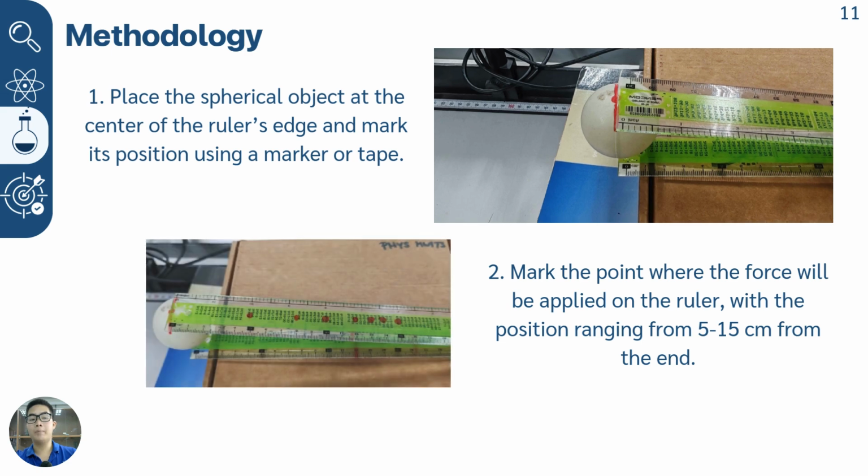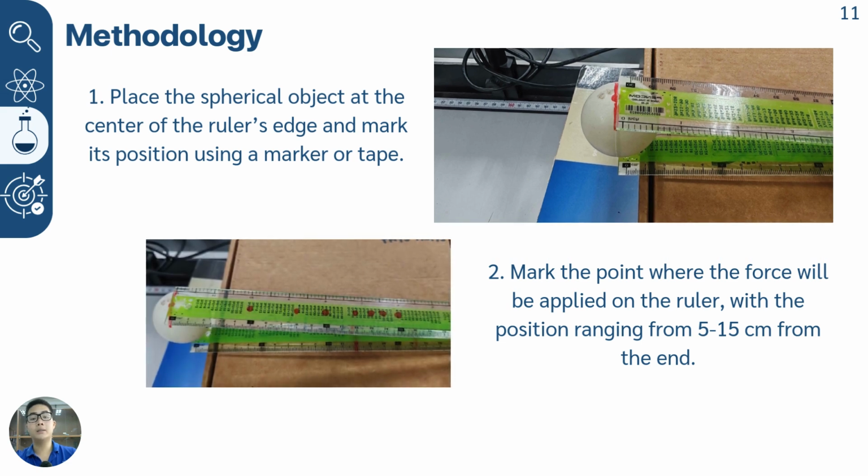Then we go to the methodology. First, place the spherical object at the center of the ruler edge, and you can use a marker to mark it and help the test. Next, mark the point where the force will be applied on the ruler, with the position ranging from 5 to 15 from the end.